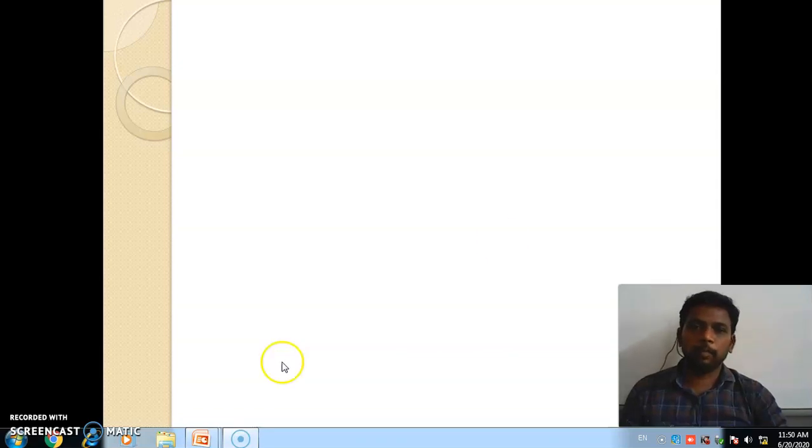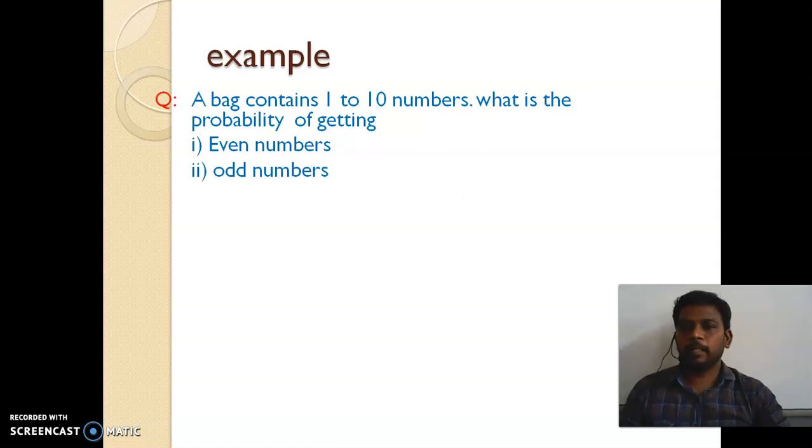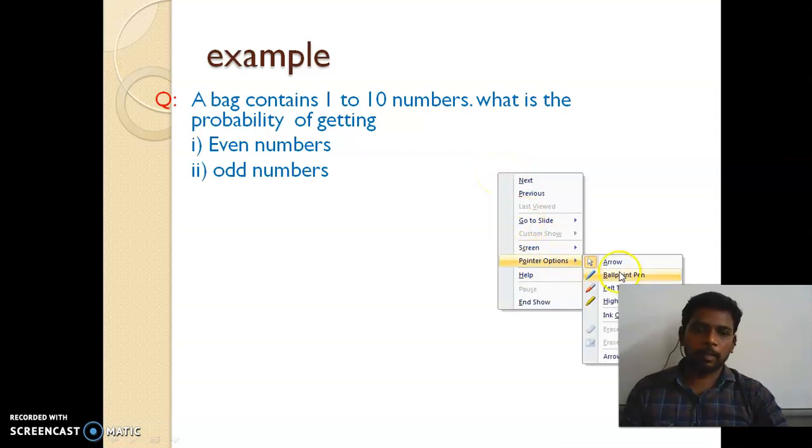Let us continue the slides now. So let us see the next example. A bag contains 1 to 10 numbers. What is the probability of getting even numbers and also odd numbers?